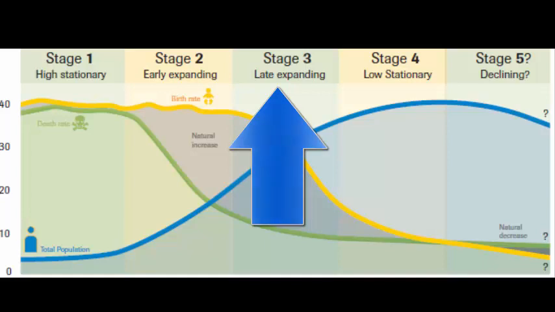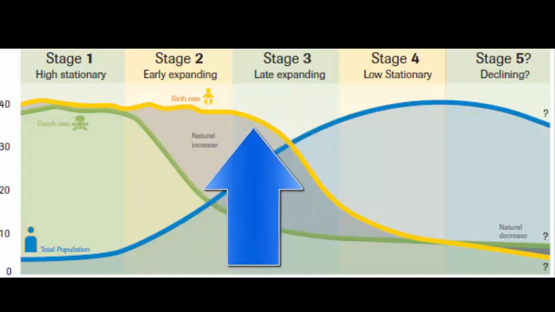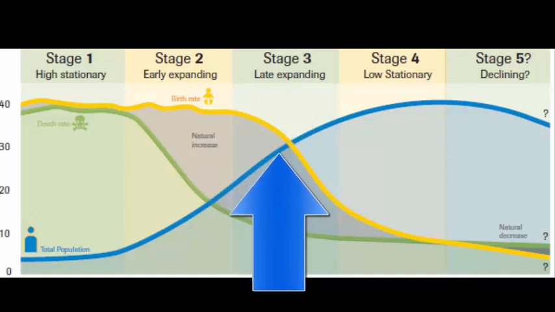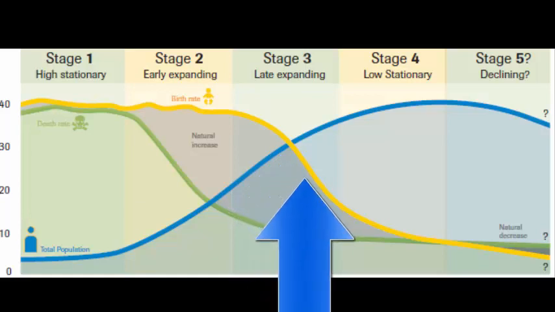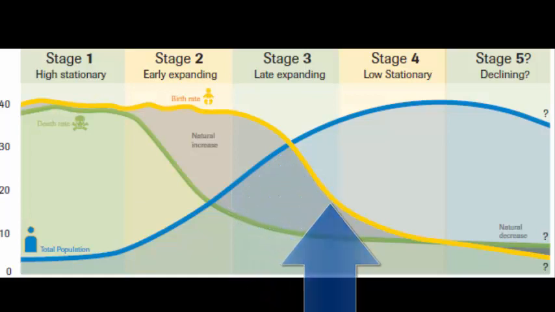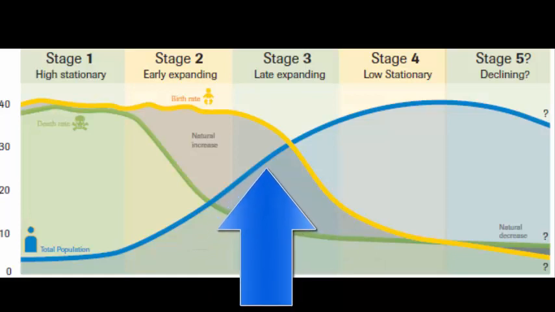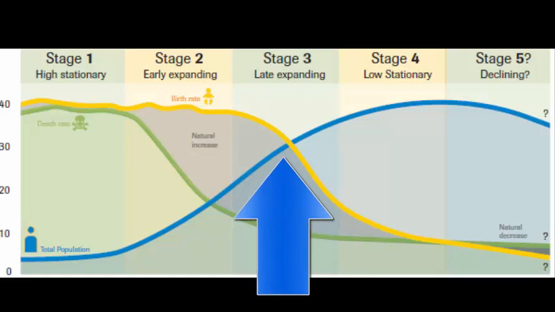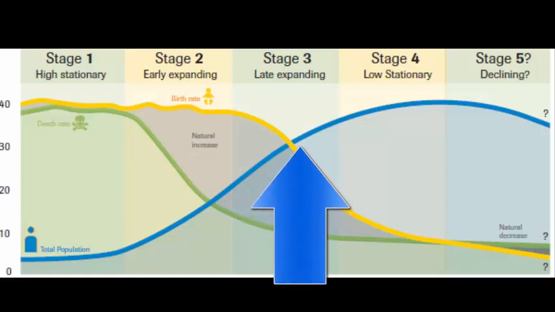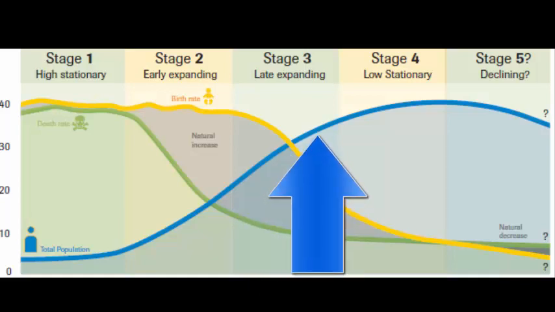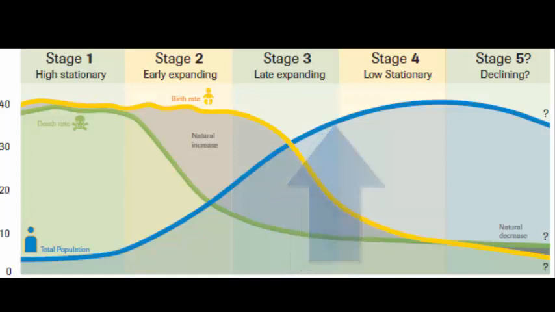Stage 3 is characterized by declining birth rates due to improving economic conditions, the changing role of females, and access to contraception. Thus, overall population continues to rise in Stage 3, but not as rapidly as Stage 2. Most developing nations in the world today find themselves in Stage 3.